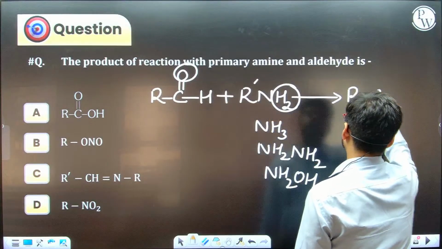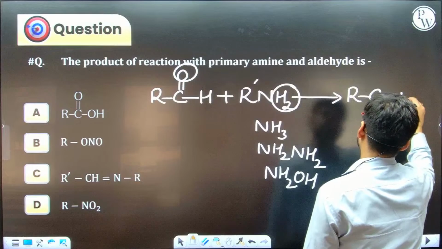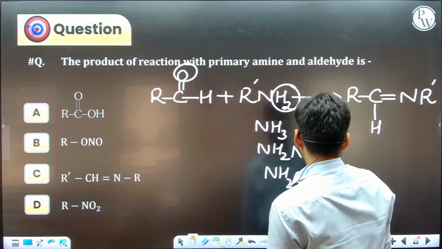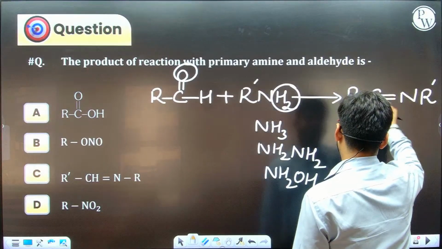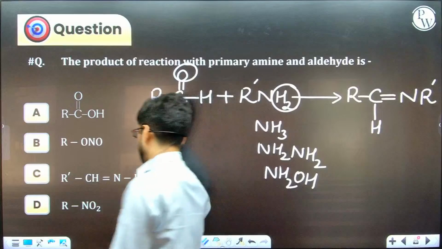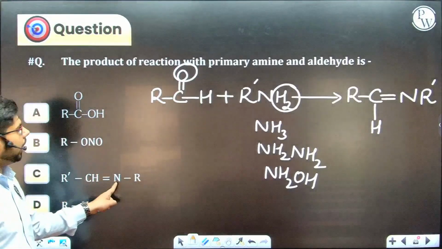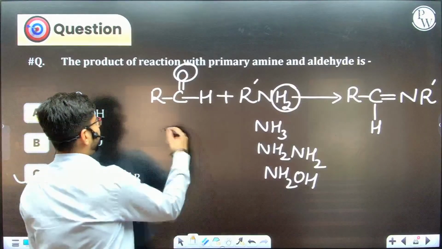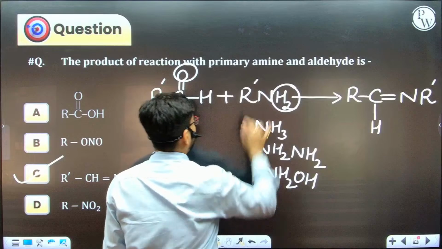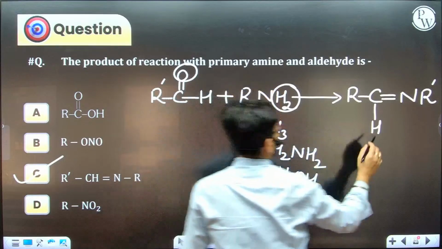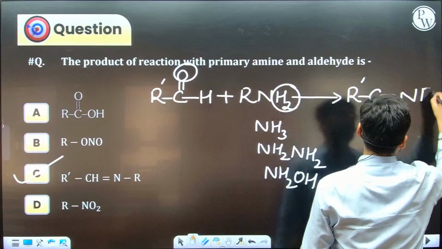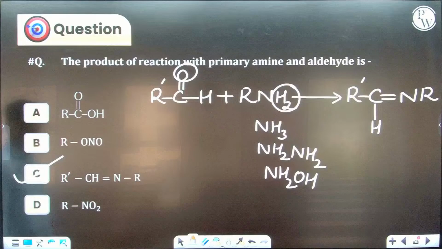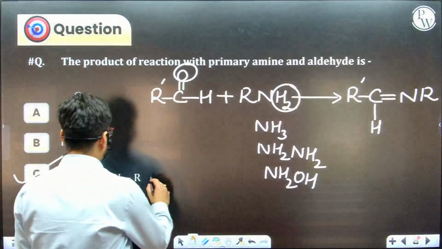So in this case, I will obtain this as a product. A double bond is there between carbon and nitrogen. So let's check the options now. A double bond is there between carbon and nitrogen atom. Okay, so C is similar. Now see, if I take this as R dash and this as R, then I'll obtain this as a final product. Isn't this same as C? So this is called a substituted imine.